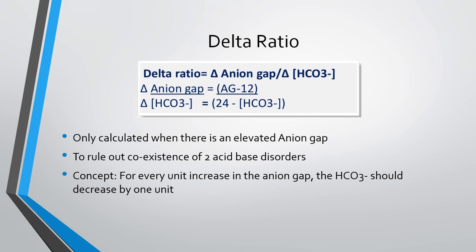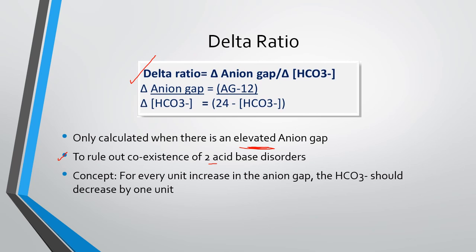So when do you calculate this delta ratio? Do you do it for everyone? No, you only calculate this when there's an elevated anion gap. And why do we calculate this delta ratio? This is to rule out the coexistence of two different acid-base disorders. What is this condition called when two acid-base disorders coexist? It is called a mixed acid-base disorder. So you calculate the delta ratio to rule out the presence of a mixed acid-base disorder when there is an elevated anion gap. What is the concept behind this?